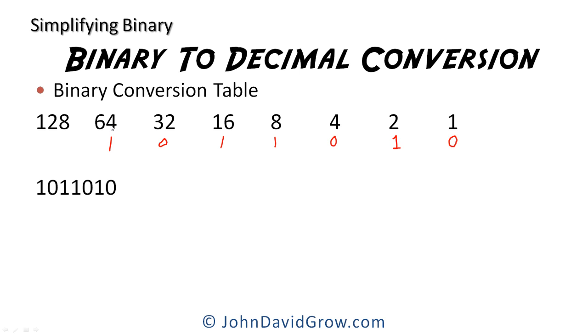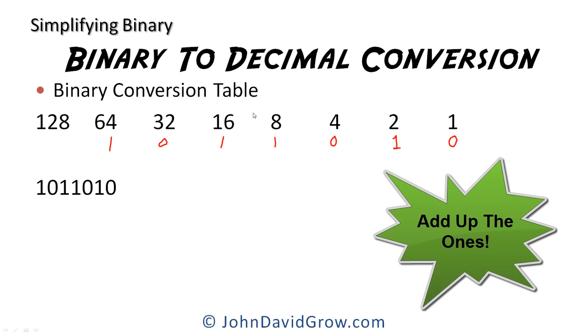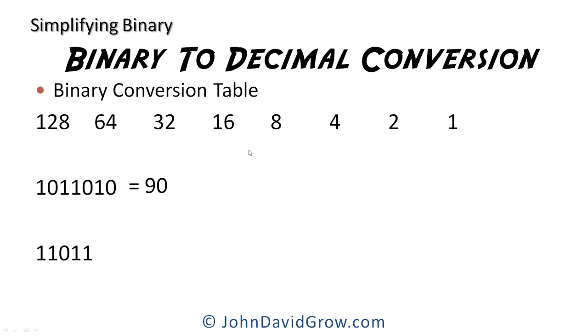This is so easy. You just add them up. 64 plus 16, 80, plus 8, 88, plus 2, 90. That binary number equals 90 in decimal. Next number. Just write it in. 1, 1, 0, 1, 1. You add them up, and what do you get? 27. It's as simple as that.